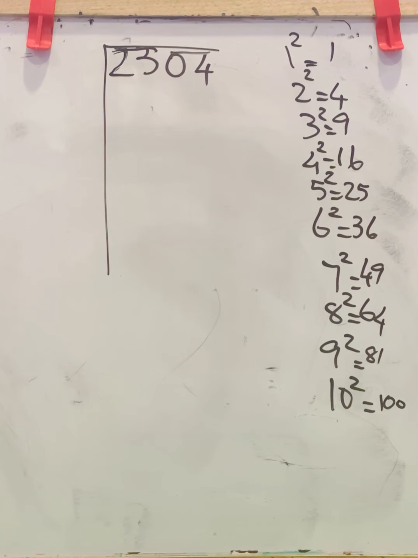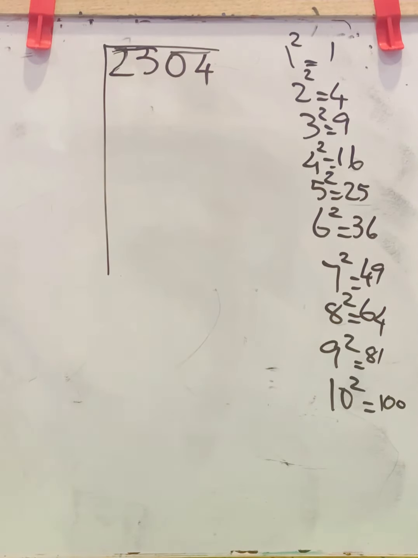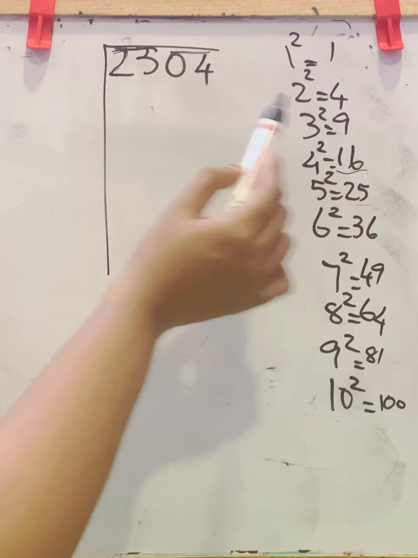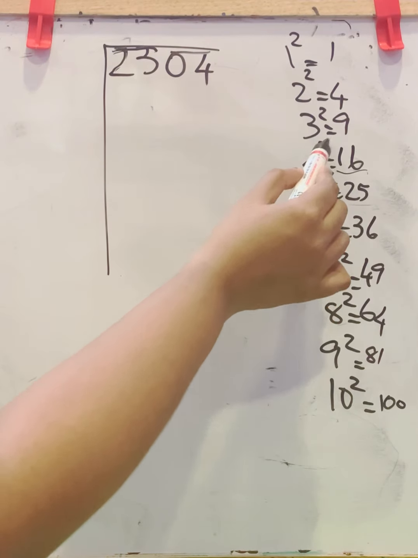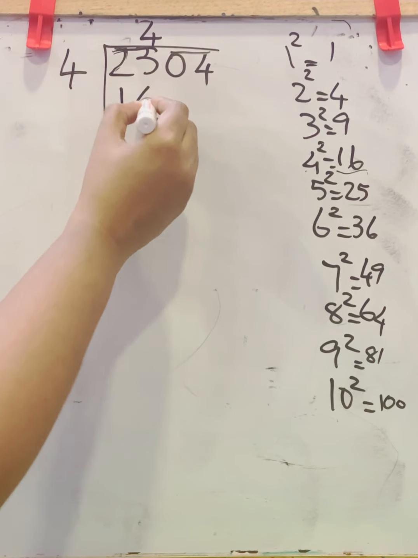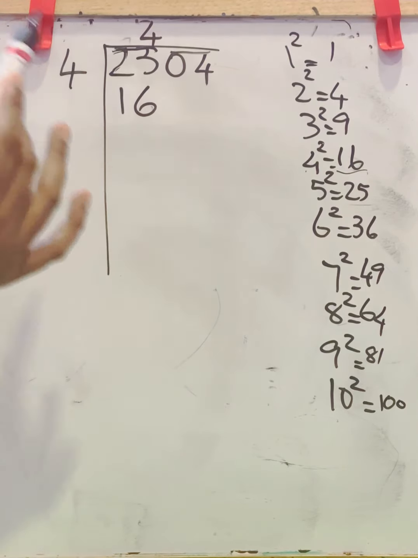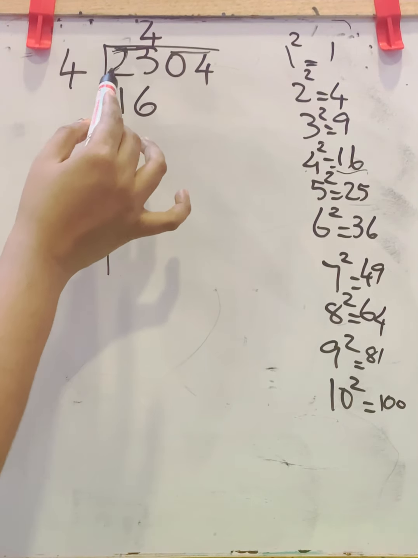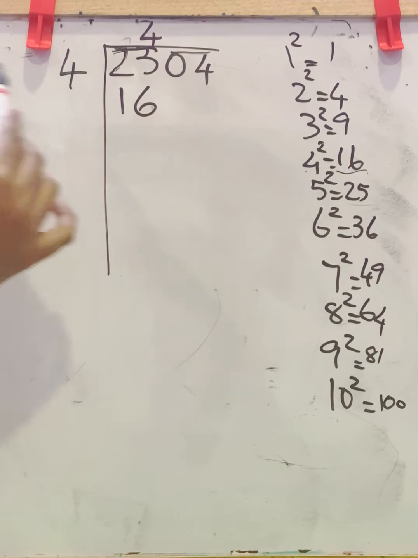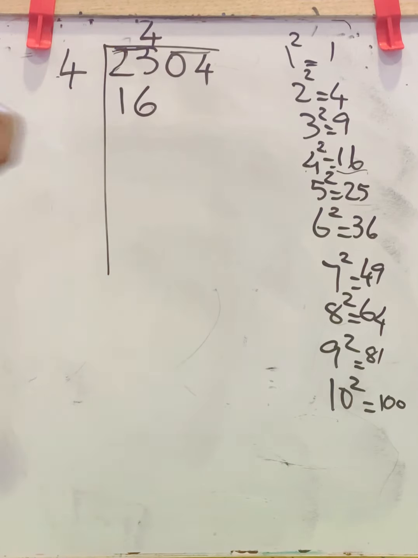Now we have to check which is the smaller perfect square number than 23. Here you can see 23 lies between 16 and 25 and the smaller number is 16. That is 4 fours are 16. So here you will write 4 into 4, 16. I wrote the square numbers here to find out which is the smaller perfect square number. So less than 23 we have 16. That 16 means 4 into 4. That you wrote here. 4 into 4 is 16.